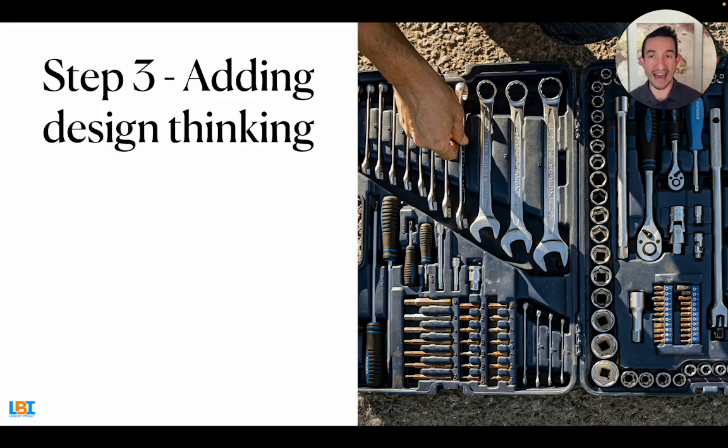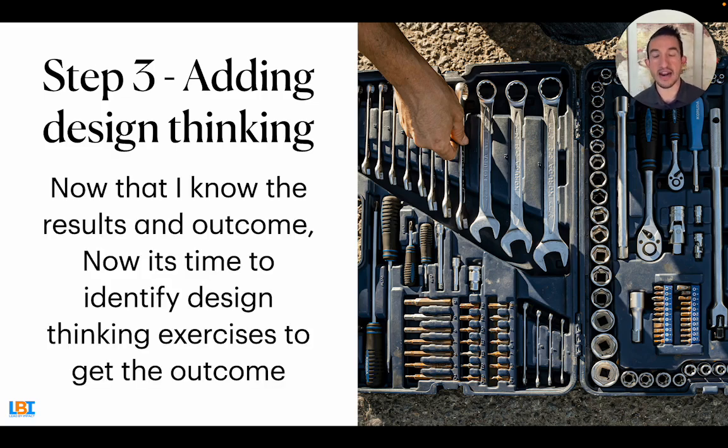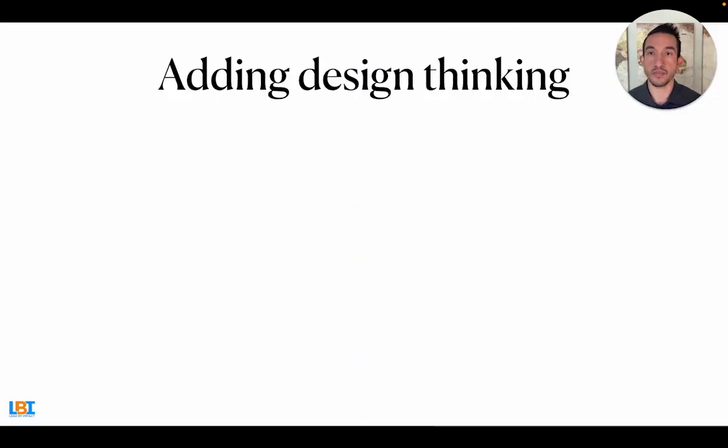Then we add design thinking. Now that I know the results and the outcome, now it's identify design thinking exercises to get to that outcome. Now it's going to be a lot more clear. So design thinking, you look at it as kind of the third phase. So adding design thinking, some examples.